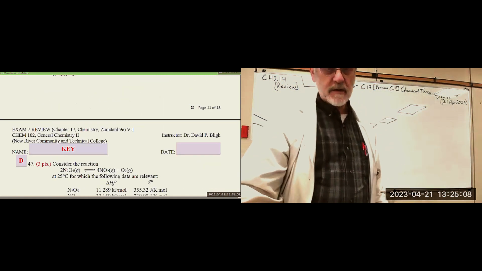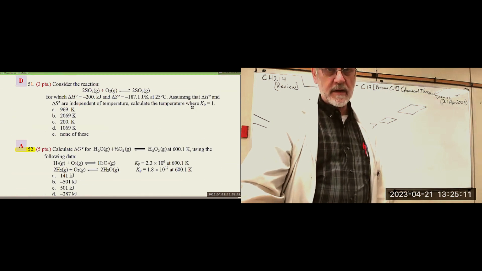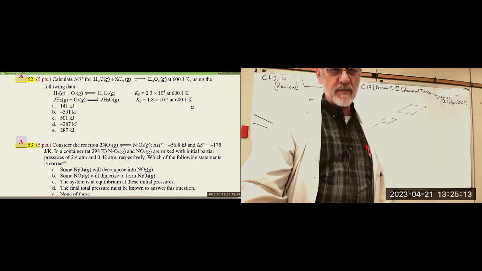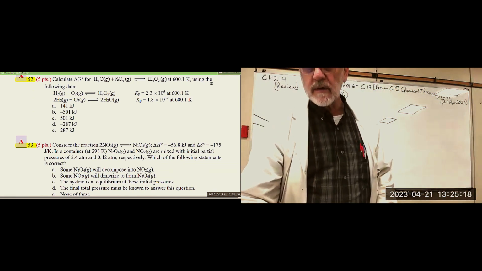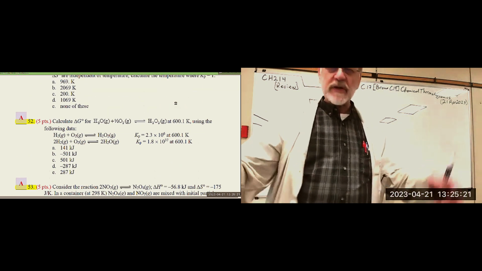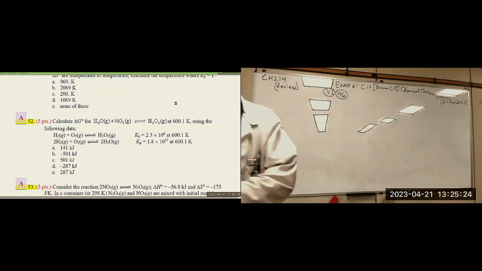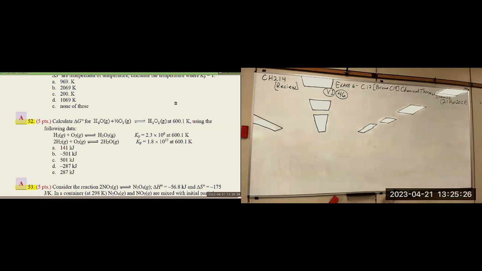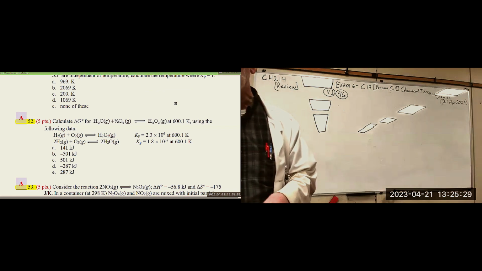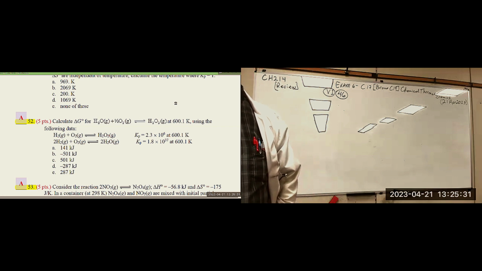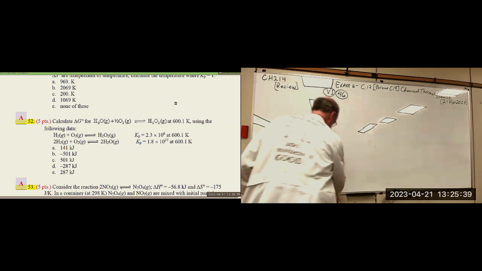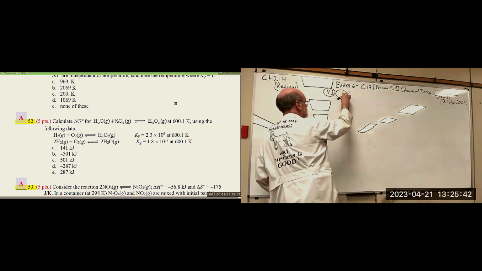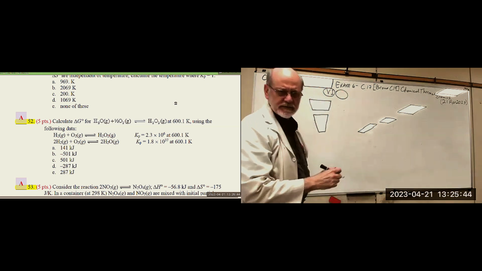All right, 46. Let's see. Scroll time. 52. I can't get both of them. Yeah, I can, just barely. I have to move this out of the way. Let's put it where we can see it easy. All right. Number 52.